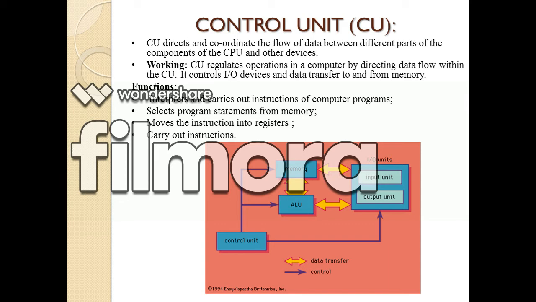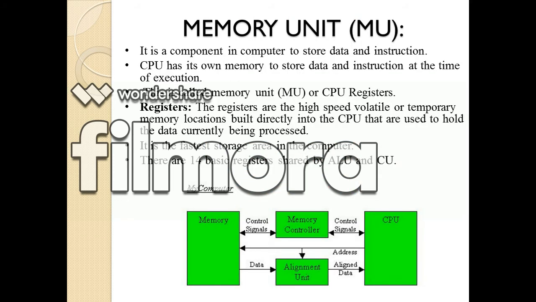Control unit. The CU directs and coordinates the flow of data between different parts of the components of the CPU and other devices. Working. The control unit regulates operations in a computer by directing the data flow within the CPU. It controls I/O devices and data transfer to and from memory. Functions of control unit. It interprets and carries out instructions of computer programs, selects program statements from memory, moves the instruction into registers, and carries out instructions.